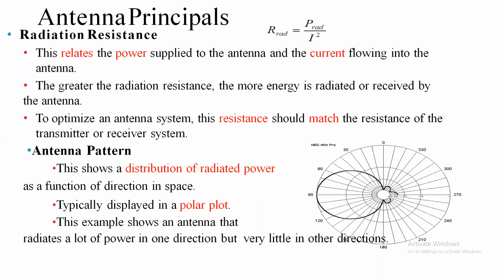For a better, optimal antenna system, this resistance should match the resistance of the transmitter or receiver system. That means the radiation resistance should match with the resistance of the transmitter or receiver.